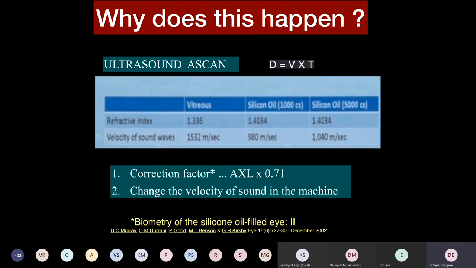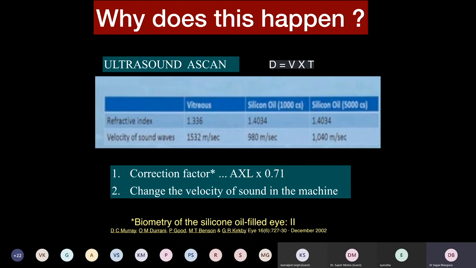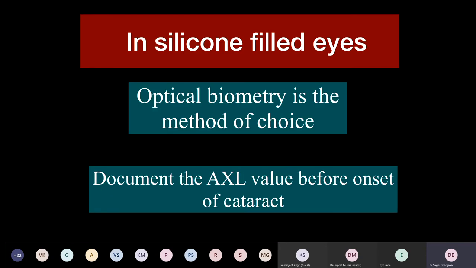So what you can do is either measure the actual length with the normal vitreous speed and apply a correction factor of 0.71, or you can change the velocity of sound in the machine. Most of the biometry machines come with this option where you can change to a silicon oil mode. But above all this, if you have an optical biometry, this is the method of choice, where you get an absolutely correct axial length.